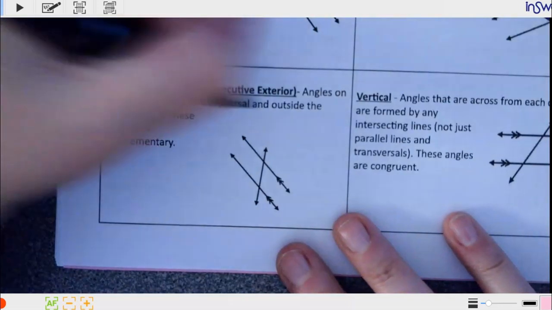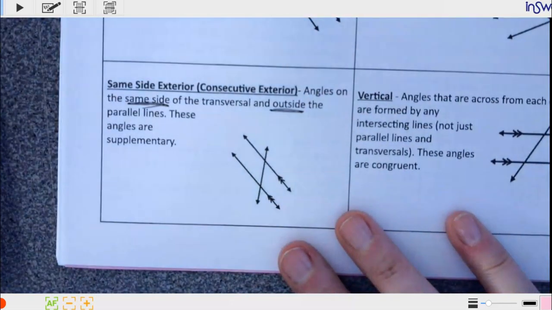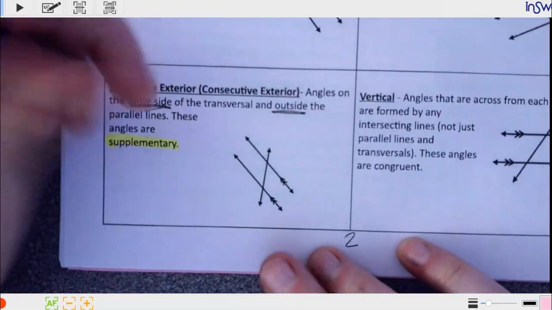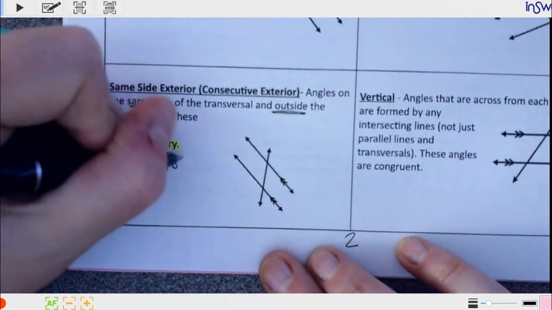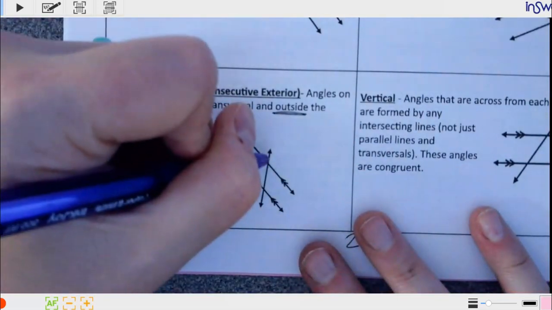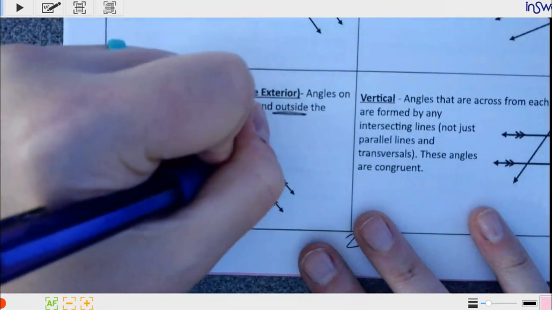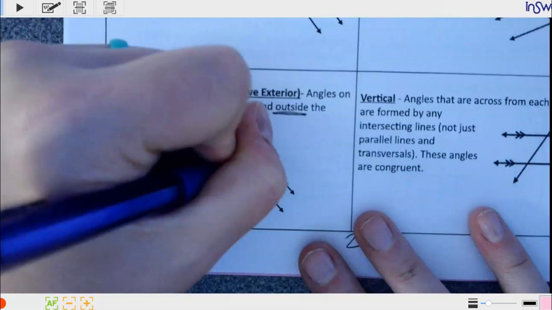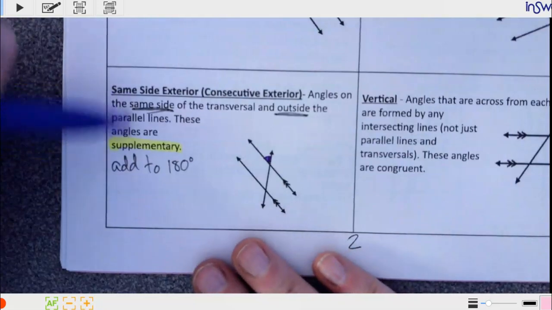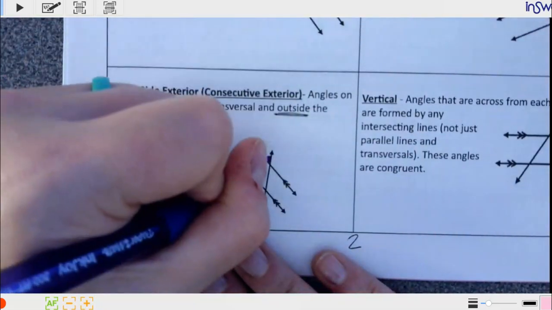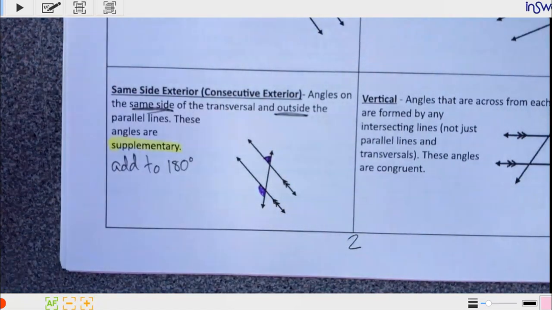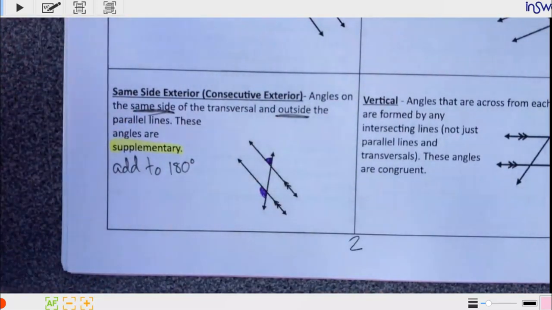Angles on the same side of the transversal, and they are outside the parallel lines. These angles are supplementary, which means they add to 180. Okay. So I'm going to pick this angle right here. So I've got that angle because it's on the exterior, so we need to be same side, exterior. So this is outside the 2 parallel lines, and then over here, these are on the same side of that transversal.